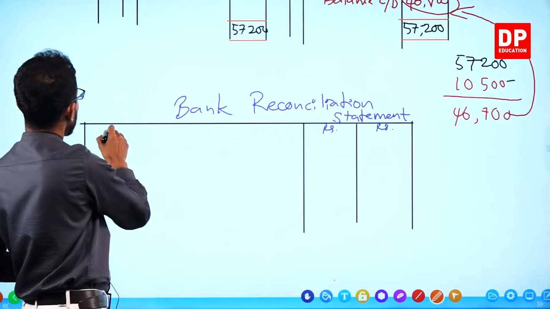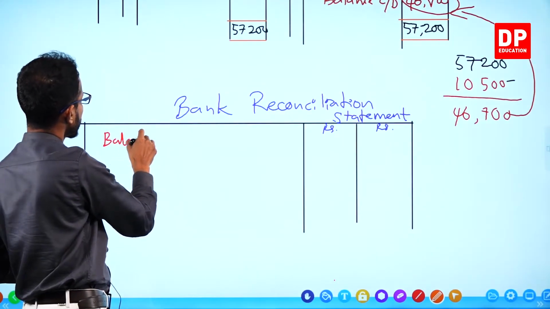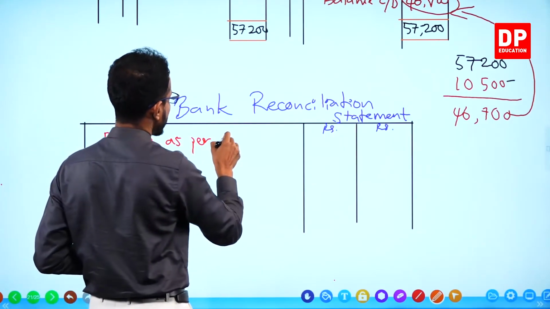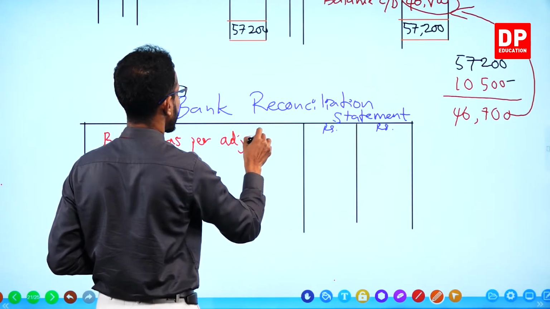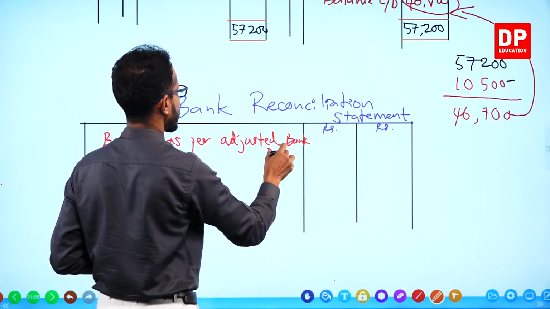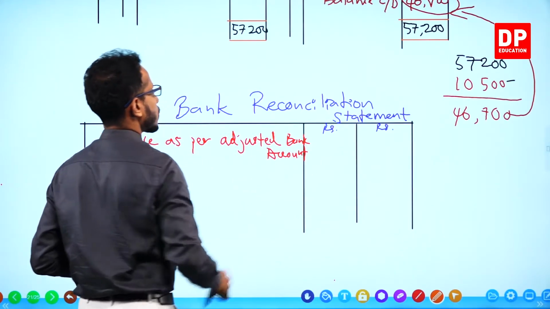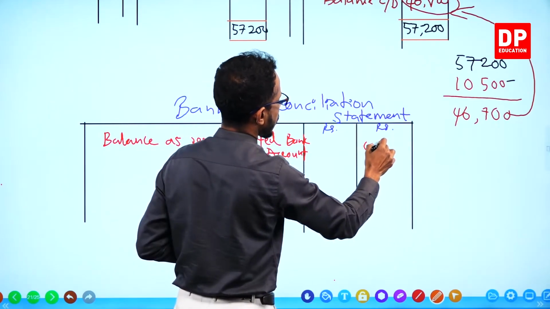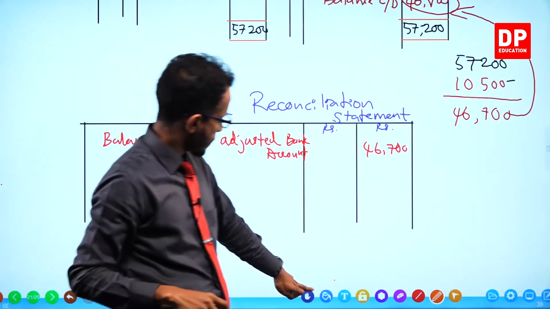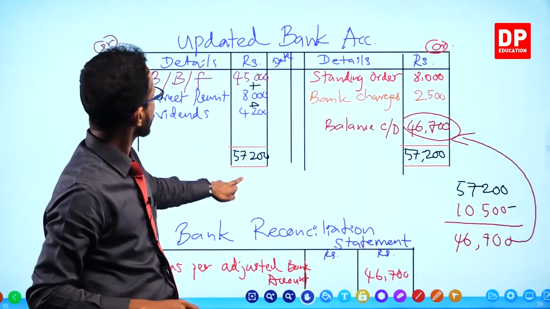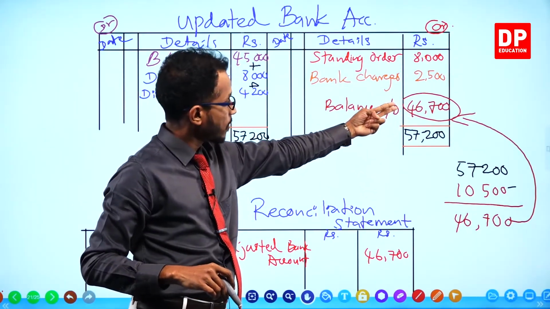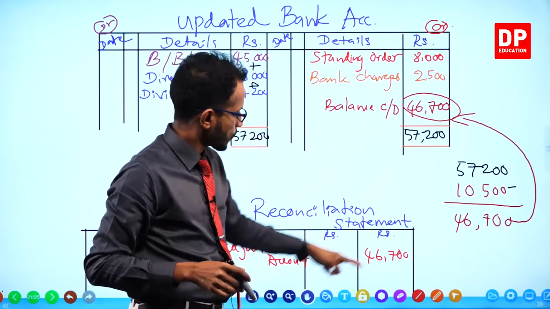We write balance as per adjusted bank account, 46,700. It's coming from the adjusted or updated bank account, the final balance that we calculated.